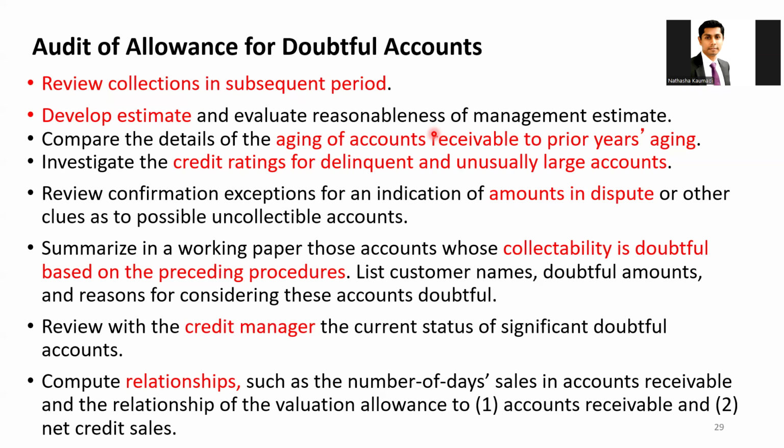Compare the details of the aging of accounts receivable to prior year aging. You can always take last year aging with this year aging and compare. And investigate the credit ratings for unusually large accounts. If there's one particular debtor with a large amount, you can go and check whether the credit period is 1 month or 2 months or 3 months, or what has happened, why this amount is unusually high. You go and check that. Review confirmation exceptions for an indication of amounts in dispute.